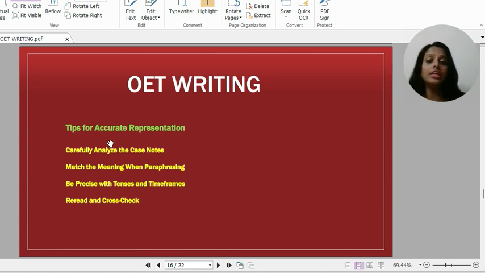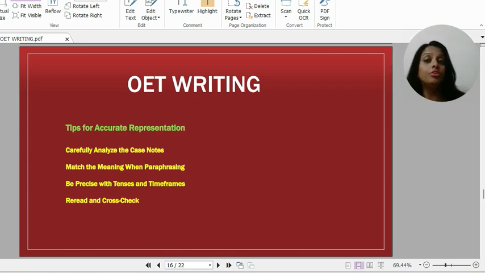You need to carefully analyze the case notes first. Pay attention to key details such as the time frames, relationships, and specific needs. Avoid assuming or inferring information that is not explicitly mentioned. And the second one is, match the meaning when paraphrasing. Whenever you are doing a paraphrase, you need to make sure that you're not altering the meaning of the context. The third one is, be precise with the tenses and time frames.